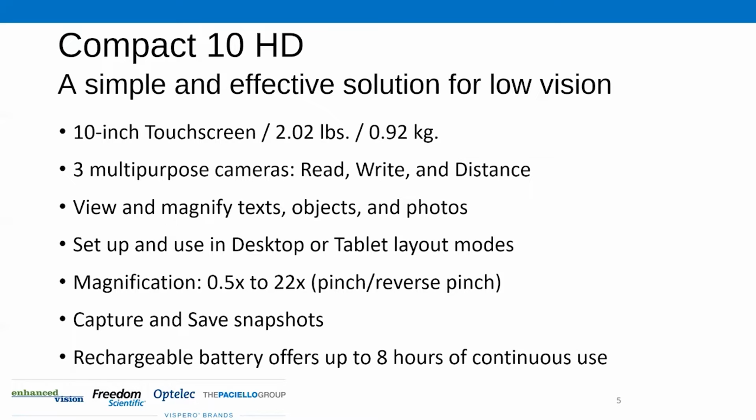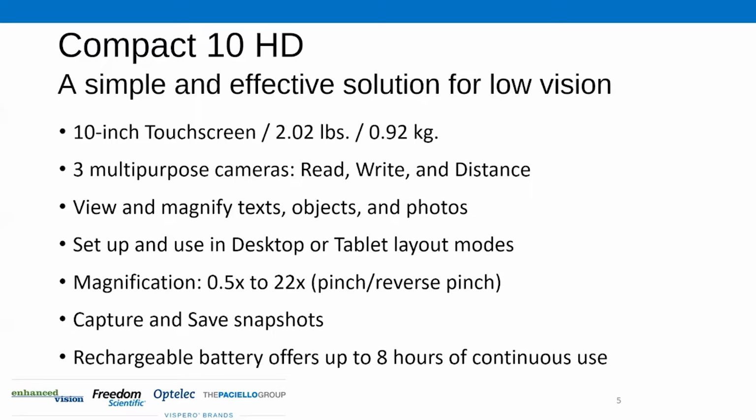Some of the key features with this product are the fact that it's a 10-inch touchscreen. So it's very similar to a lot of the newer technology that people are used to using. It only weighs a little over 2 pounds. It's 2.02 pounds or 0.92 kilograms. So it's very lightweight, which again lends to that portability. It comes with 3 multi-purpose cameras, a reading, a writing, and a distance camera. So this kind of covers you at all needs, all different levels.